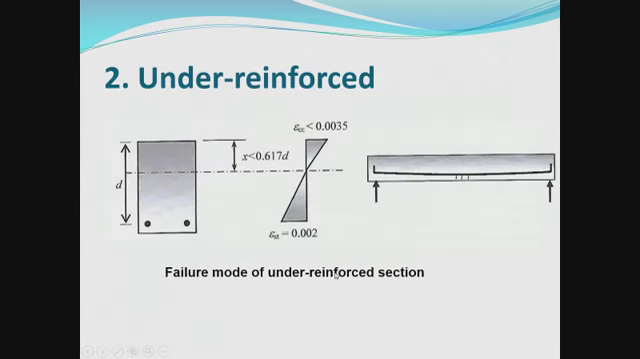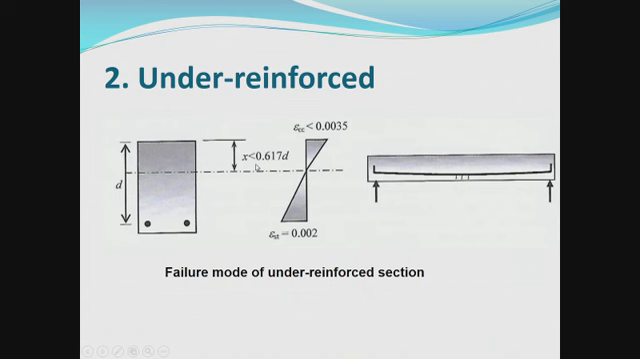The picture here shows the failure mode of an under-reinforced section. Compared to the balanced failure, this under-reinforced section experiences a depth of neutral axis less than 0.617d. The onset of failure is gradual, which gives ample prior warning of the impending collapse.